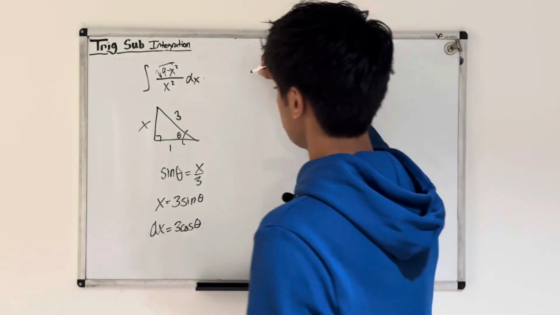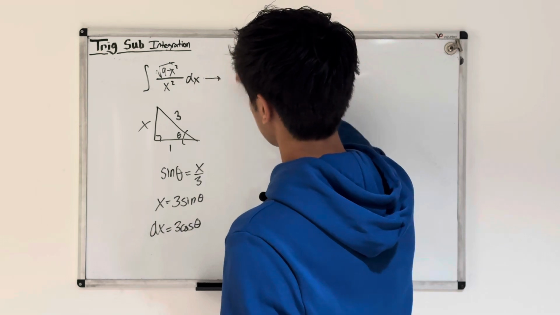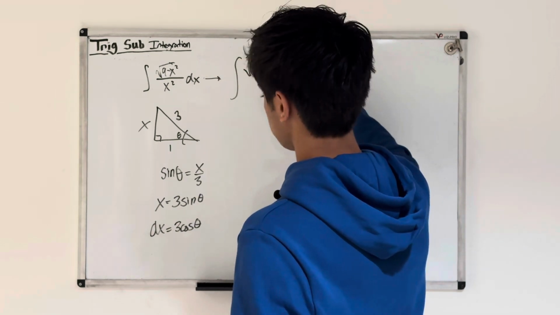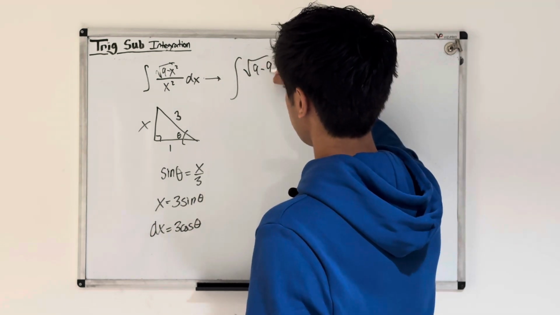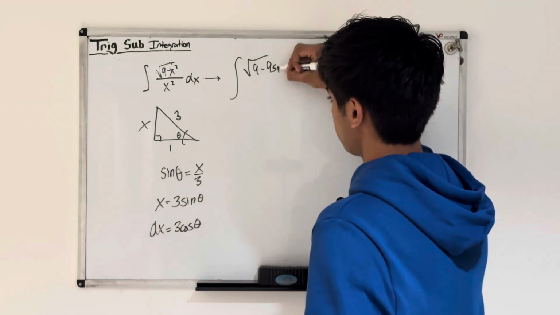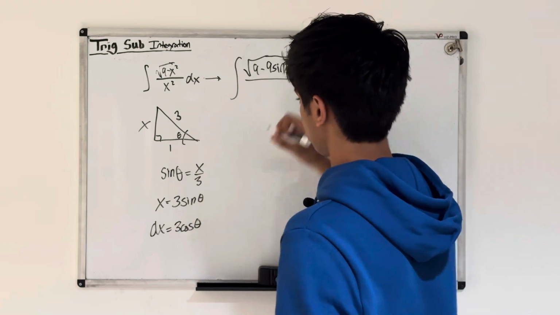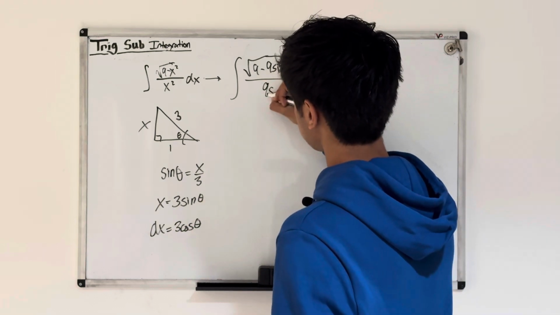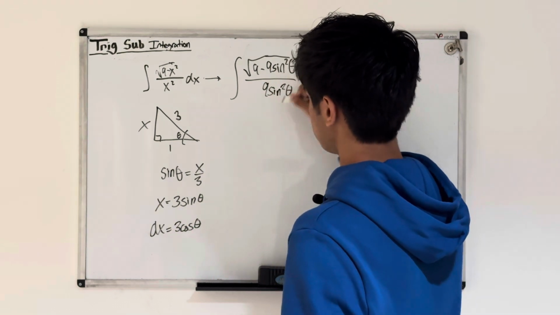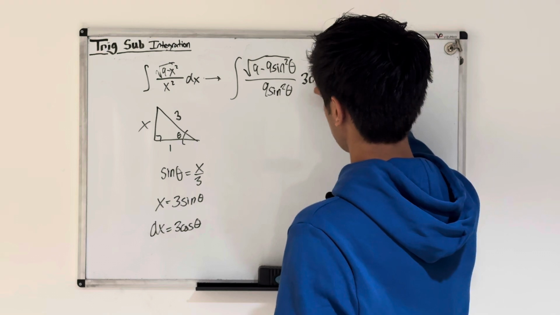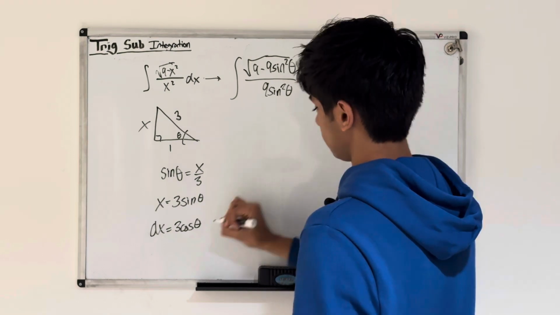Now we're going to plug it back into here. We get the integral of the square root of 9 minus 9 sine squared theta, since x is equal to 3 sine theta, over x squared, which is 9 sine squared theta, times dx, which is 3 cosine theta d theta.